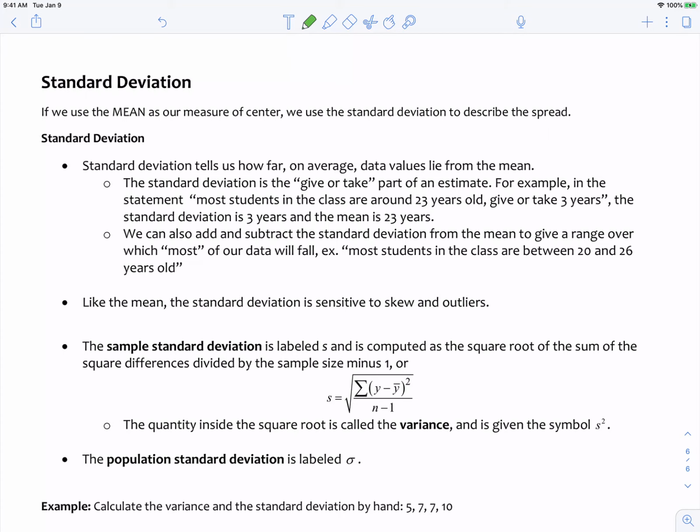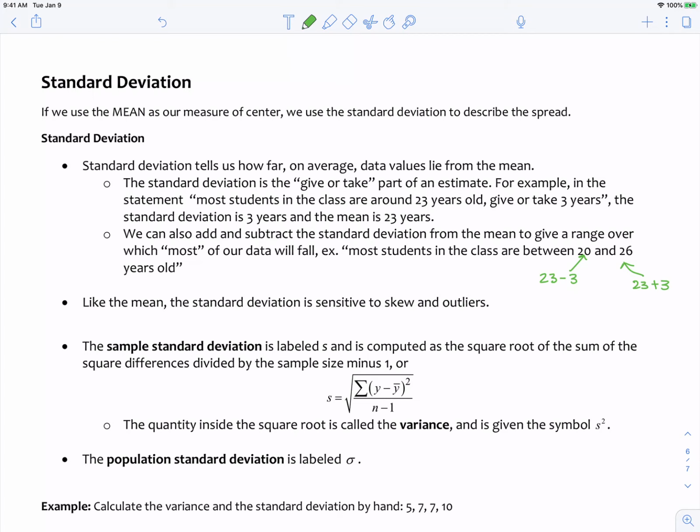Another way to express the standard deviation with the mean together in a meaningful way is to add and subtract the standard deviation from the mean to give a range in which most of our data is going to fall. So for example, most students in the class are between 20 and 26 years old. And so 20 is coming from the mean of 23 minus the 3 for the standard deviation. 26 is coming from the 23 as the mean plus 3 for the standard deviation.